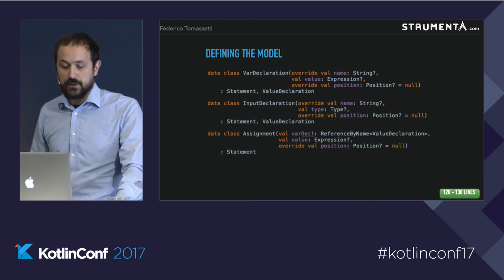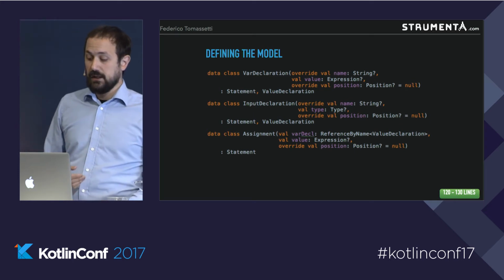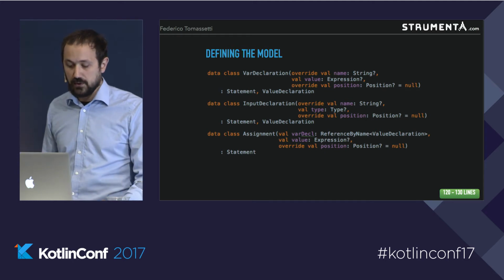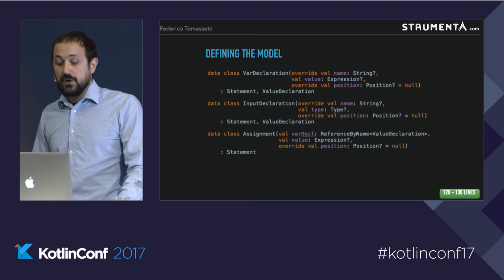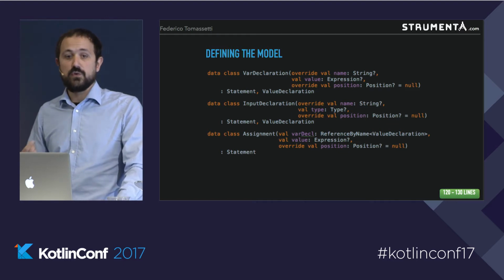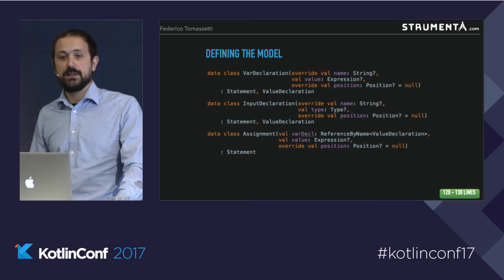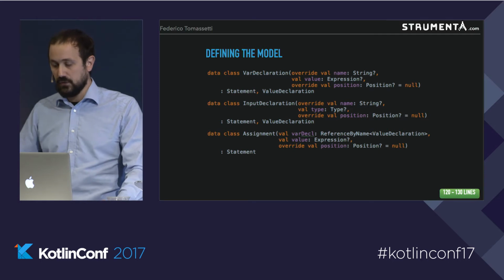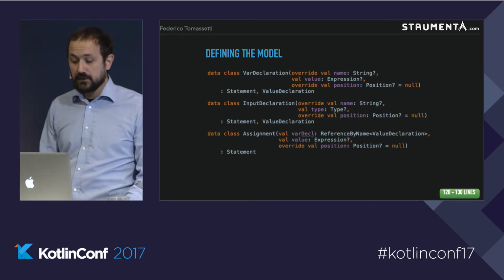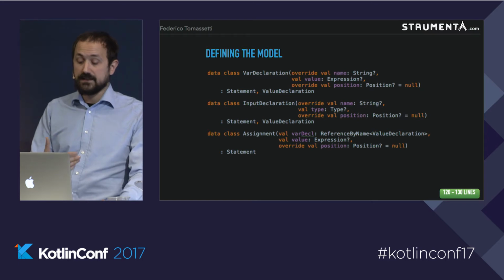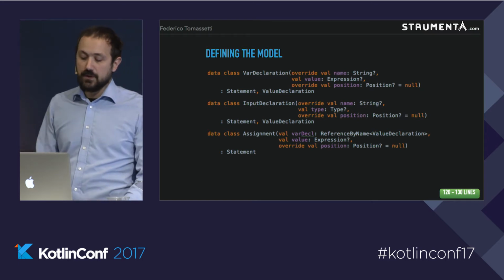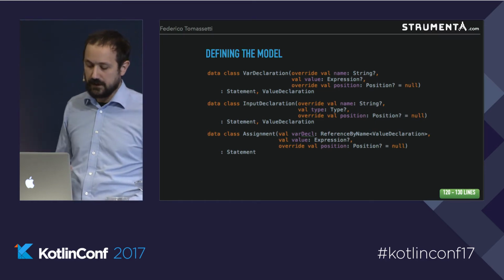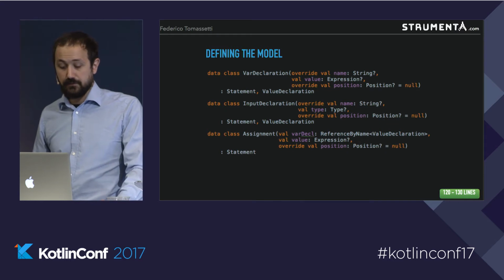In this case, for example, I'm saying that a variable declaration needs to contain a name, an initial value that I assign to this variable, and a position. For each element, I will need the position in order to communicate with the user. So later, for example, I can tell the user that there is a problem with a variable declaration at line 10. I also say that a variable declaration is a statement. In this language, we have variables and inputs. Inputs are like configuration parameters that the user needs to specify when he starts the application.